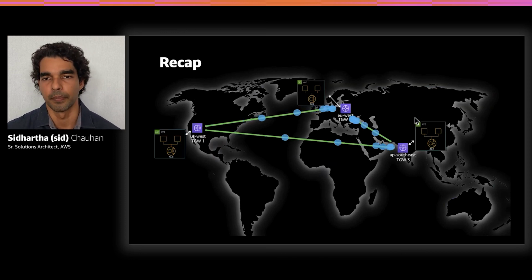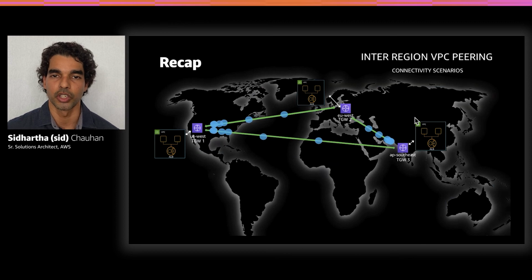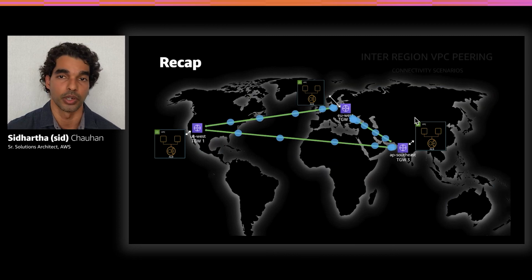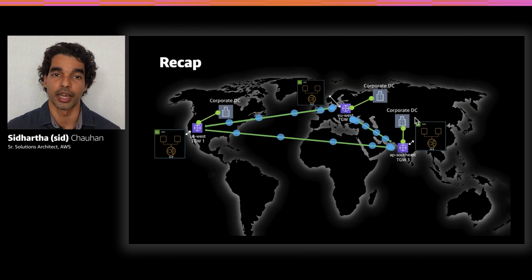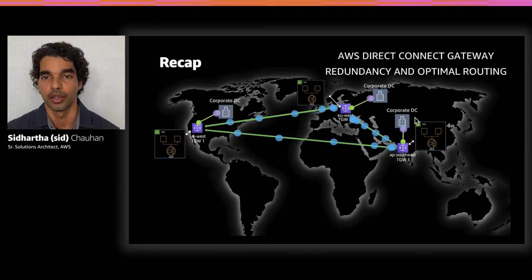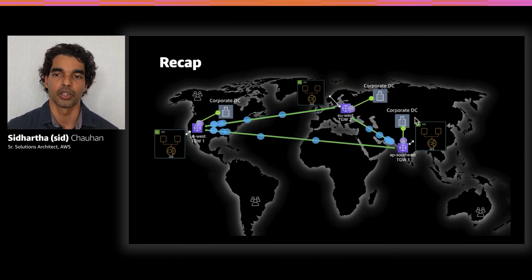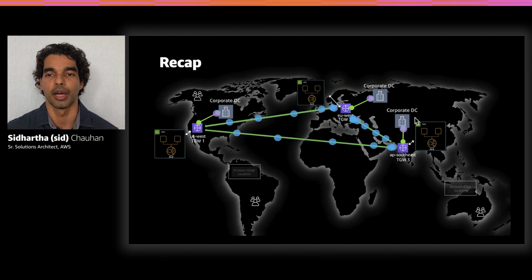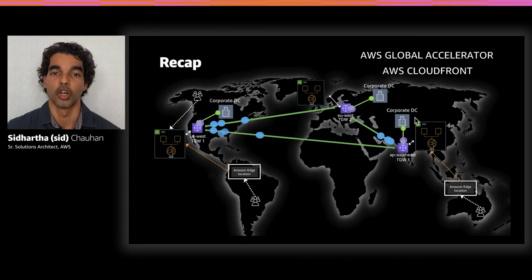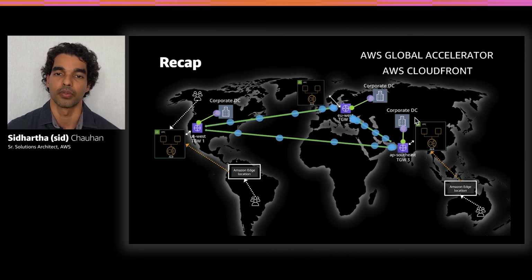Perfect. So now let's recap. So we saw how you can use transit gateways to connect your application stacks globally. We saw how you can do that using additional connectivity scenarios where prod can talk to prod, dev can talk to dev, but prod and dev cannot talk to each other. We also saw how you can connect your corporate data centers to AWS stack using Direct Connect Gateway, and how you can do that with redundancy and optimal routing built in. And finally, we saw how you can provide low latency, last mile connectivity for your end users using Amazon Edge locations, using Global Accelerator and AWS CloudFront.